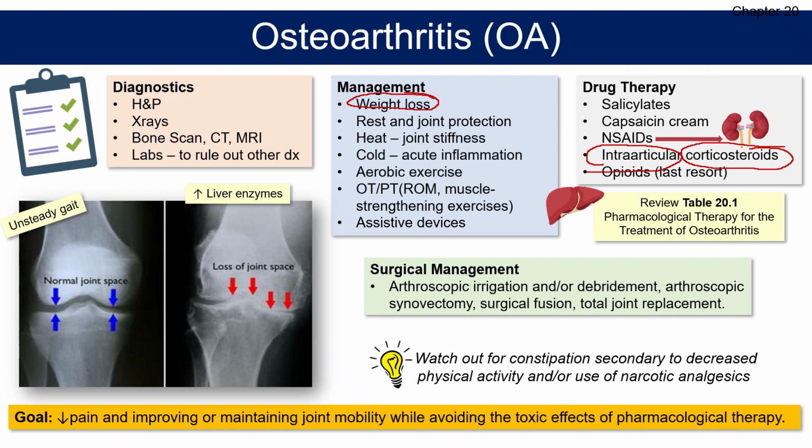And then opioids are an option, but it is last resort. It is very, very rare that a patient with osteoarthritis will be on an opioid. So better just leave that one out. And then you can review table 20.1 in your textbook, pharmacological therapy for the treatment of osteoarthritis. It gives you a nice little overview.